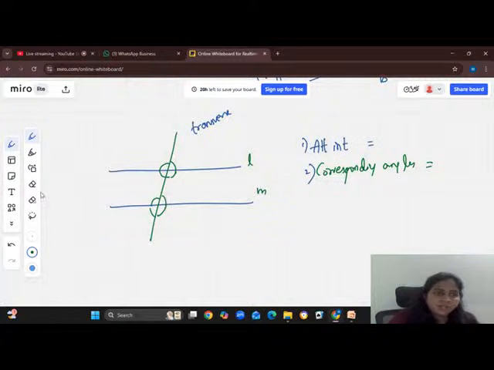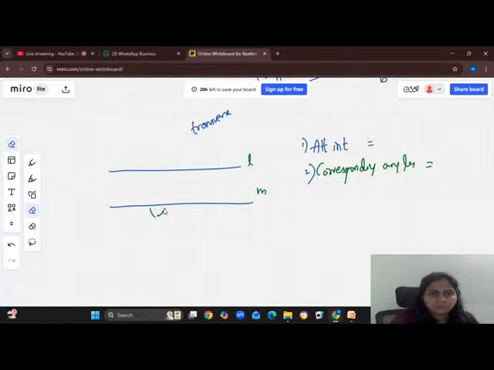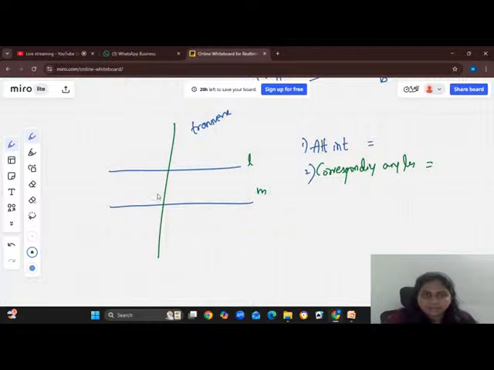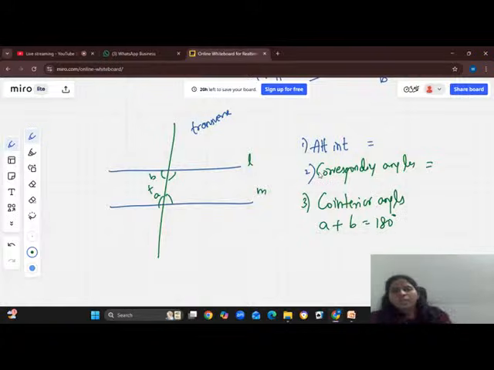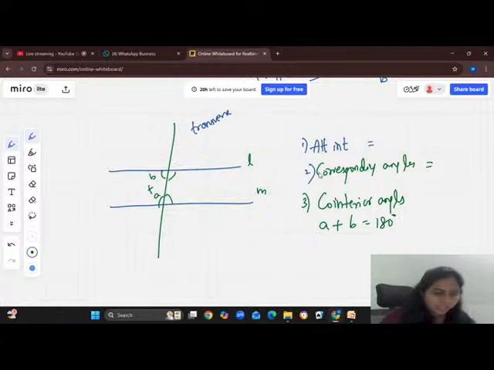Another important thing that I'm going to tell you now is co-interior angles. This angle and this angle, we call them co-interior angles. When you add these co-interior angles, for example, this is A and this is B, when you add A and B, you will get 180 degrees. You have to know these points. If you know all these points about triangles, the rules and properties, then you can easily apply them to whatever problem they give you. Done.